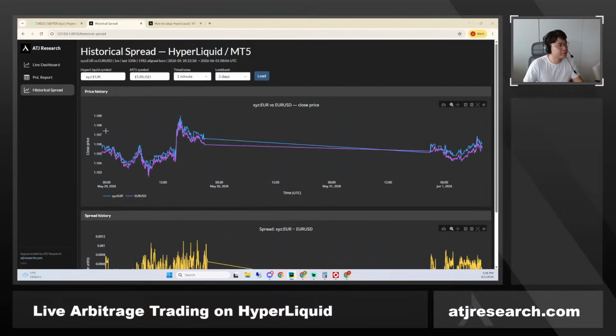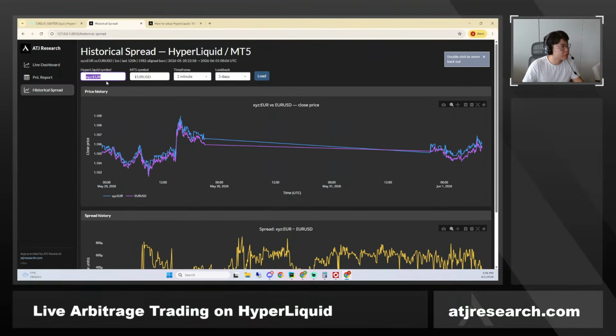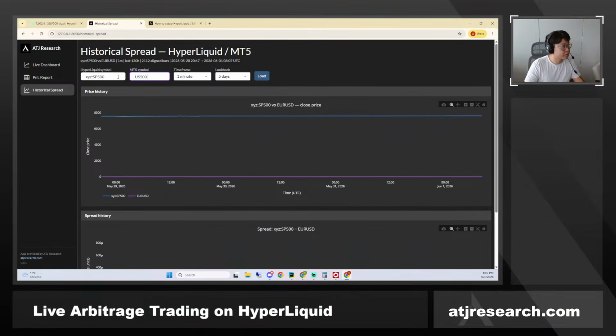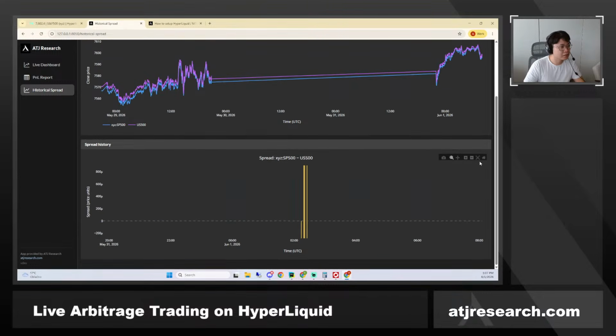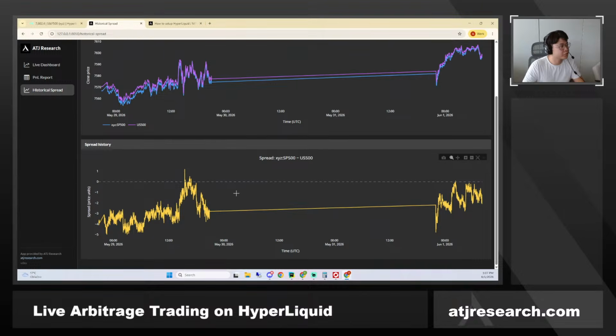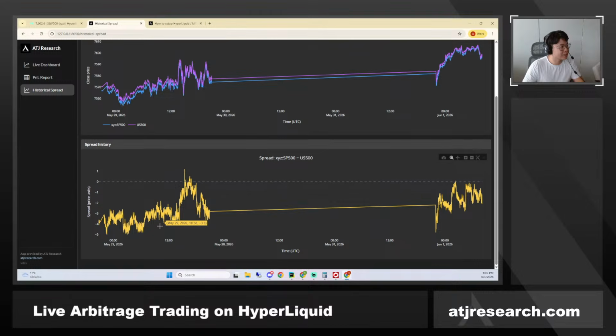Now you have the option to just specify the symbol and then it will generate this historical spread, which is pretty cool. So for example, if I want to look at XYZ SP500, we're going to compute the historical spread on S&P 500. Let me try to reset the axis. So here we have the historical spread on S&P 500. Here we see the historical price, and here you can see the spread.